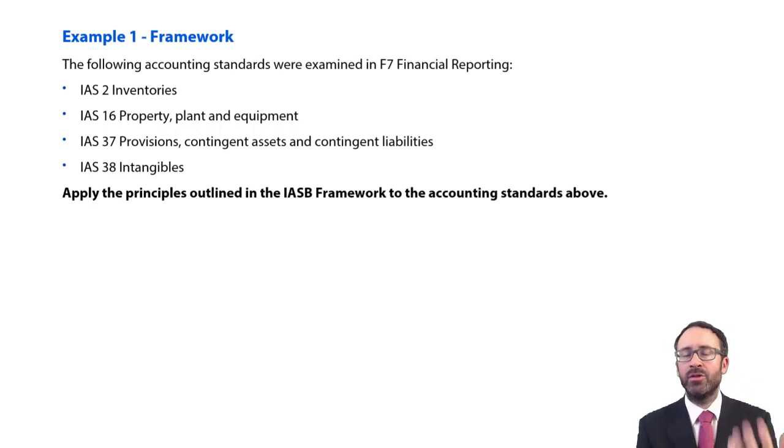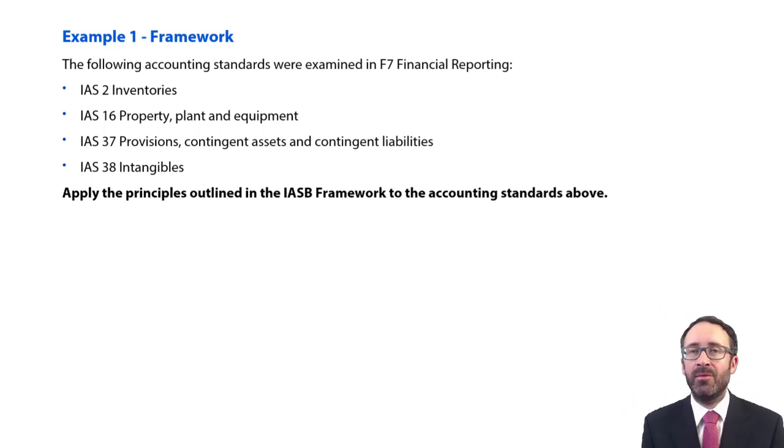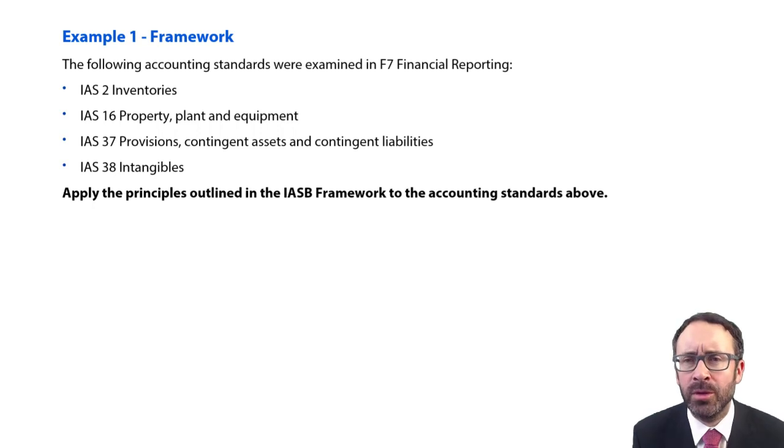Okay, and we've chosen 4 standards that you have seen previously, whether that was in F7 or in financial reporting. Whether it was F7 or financial reporting, it's effectively exactly the same exam, isn't it? So what we've got there is we've chosen inventories, PPE, provisions, contingent assets and contingent liabilities, and intangibles.